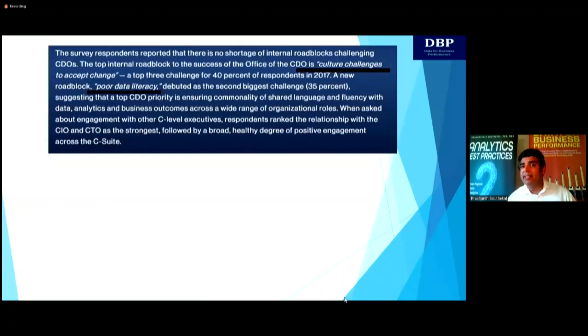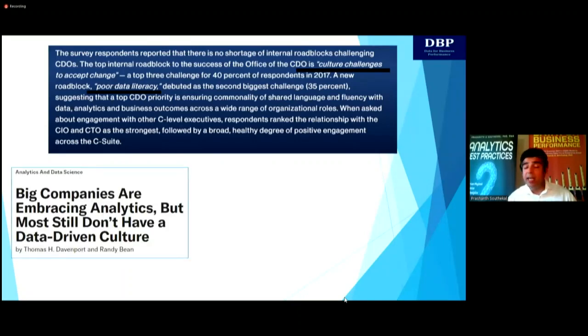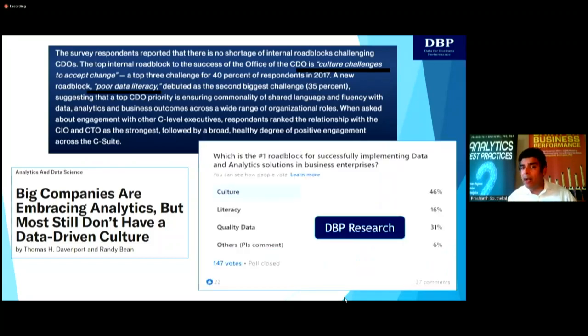So there are many reasons for it. Gartner did a study and they say that it is primarily because of the culture and poor data literacy. An article published by Randy Bean and Davenport in Harvard Business Review talks about data culture as well. We did a study in our company and we looked a little bit ahead and we said it's data culture for sure, but the number two is actually not data literacy, it's quality data. So culture, quality data, and data literacy are the three main reasons when it comes to getting value out of data analytics.